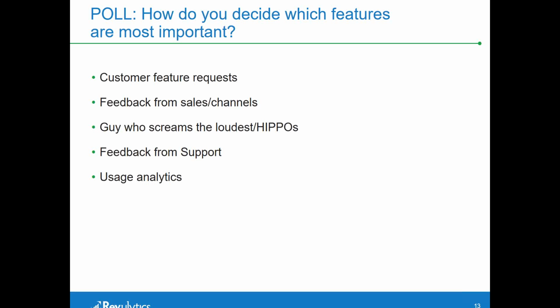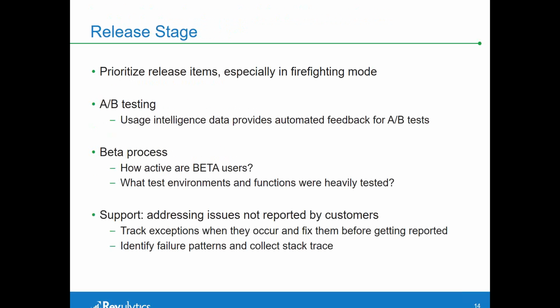Those kind of usage analytics will help you really in taking real decisions based on facts, not simply on gut feeling. So let's have a look at the release stage now. When you're later on in the development life cycle, you need to prioritize release items. Sometimes we end up in a firefighting mode where you have limited time until the release is out. So you need to decide whether you spend your time fixing a bug or whether you should finish up this new feature without delaying the whole release.